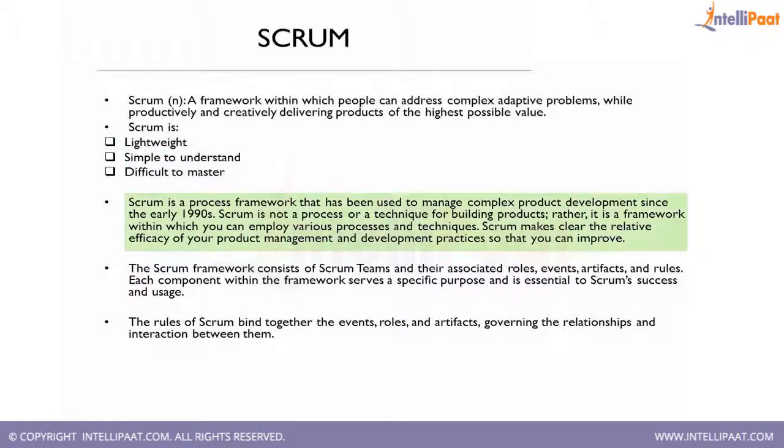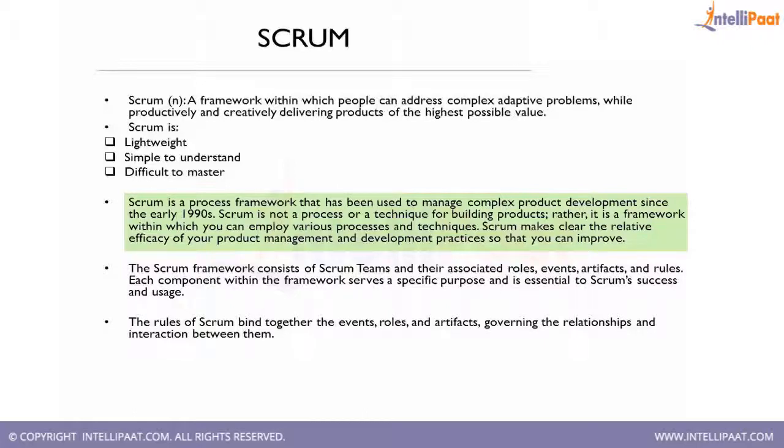Scrum is a process framework that has been used to manage complex product development since the early 1990s. Scrum is not a process or a technique. Now, let's be very clear. People think this is a process. No, it is not a process. We are clearly saying it is a framework. We're clearly saying this is an approach. Actually, it is a whole lot of mindset shift. That is what is a Scrum. So, it is not a process or a technique to build product.